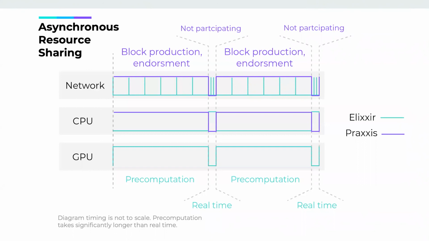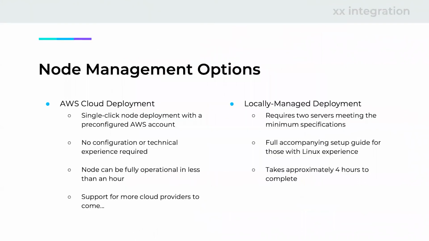This is pretty important. If the two conflicted, then they'd either slow each other down or have to delay each other completely. So on the next slide, we're going to talk a little bit about the AlphaNet as it currently stands and how it's going to progress.